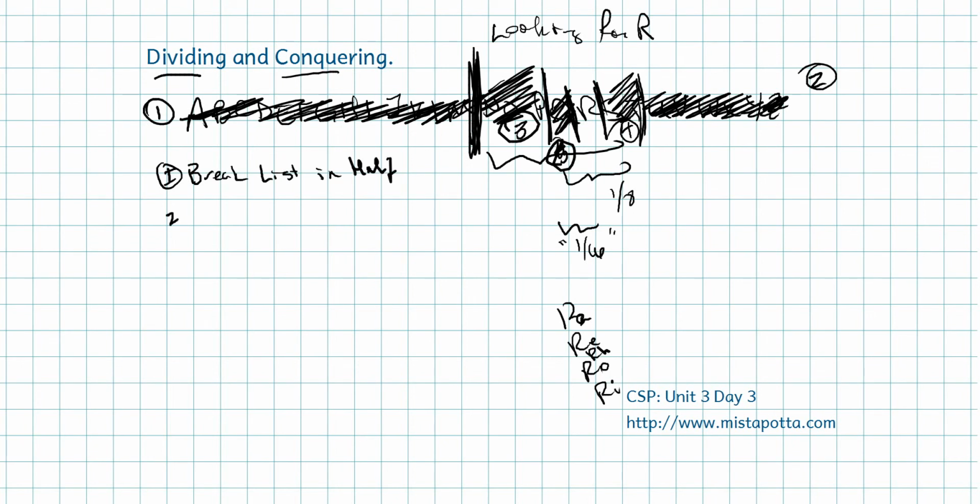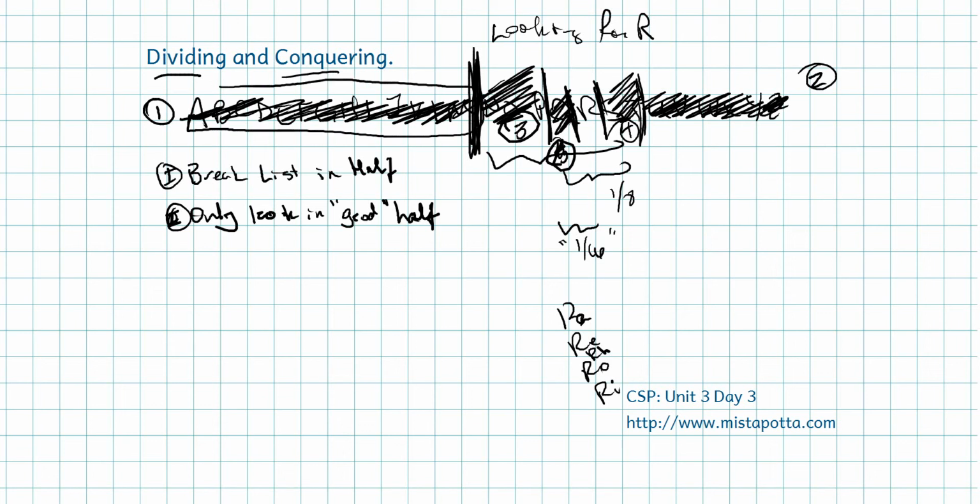And then the second thing I'm going to do is only look in the good half. Because if I know my friend's name starts with R, there's no reason for me to look at A through M, because my friend's name will not be there. And what I'm going to do is continue this over and over and over again.